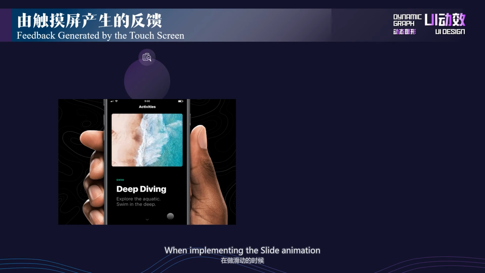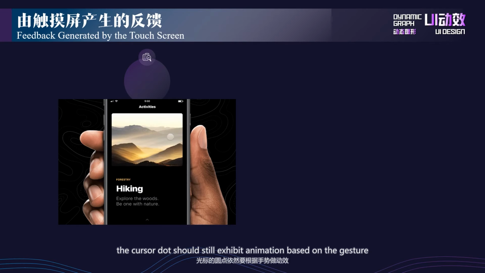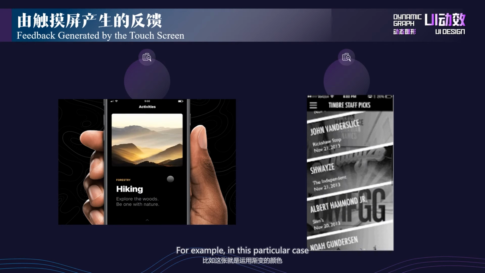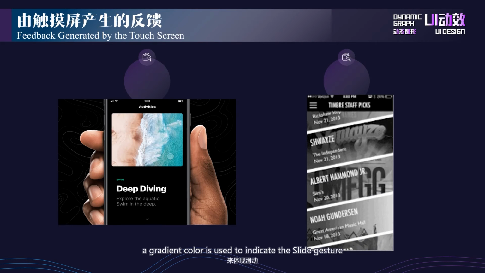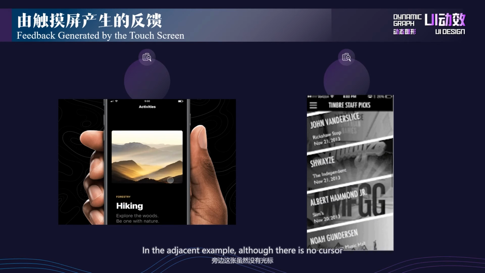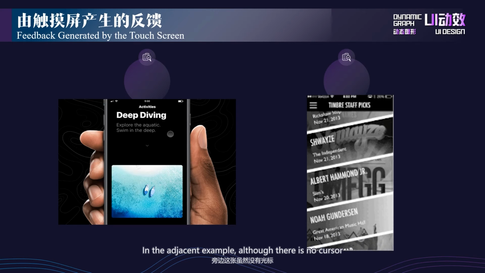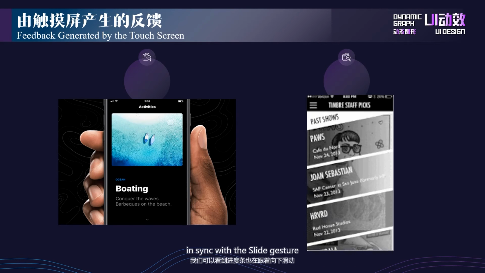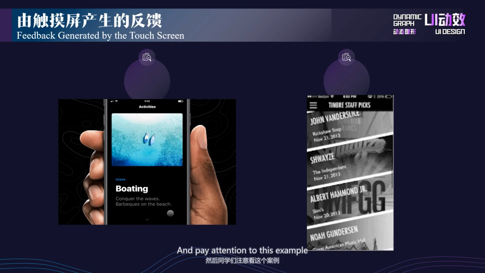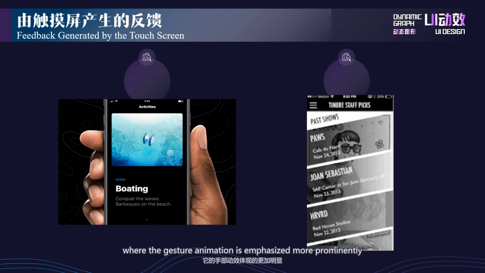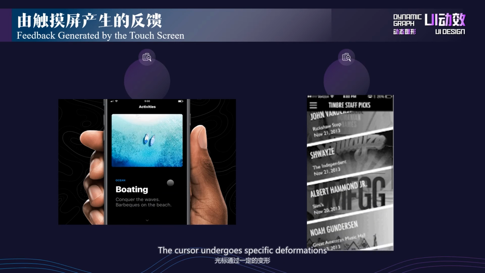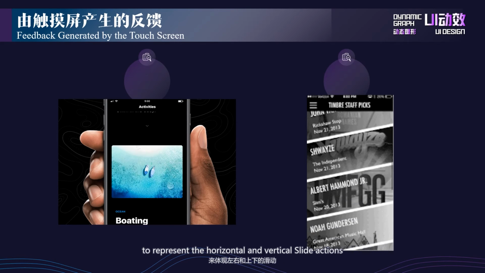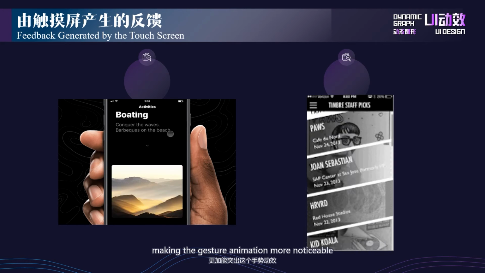When implementing the slide animation, the cursor dot should still exhibit animation based on the gesture. For example, in this particular case, a gradient color is used to indicate the slide gesture. In the adjacent example, although there is no cursor, we can see that the progress bar moves down in sync with the slide gesture. And pay attention to this example, where the gesture animation is emphasized more prominently. The cursor undergoes specific deformations to represent the horizontal and vertical slide actions, making the gesture animation more noticeable.